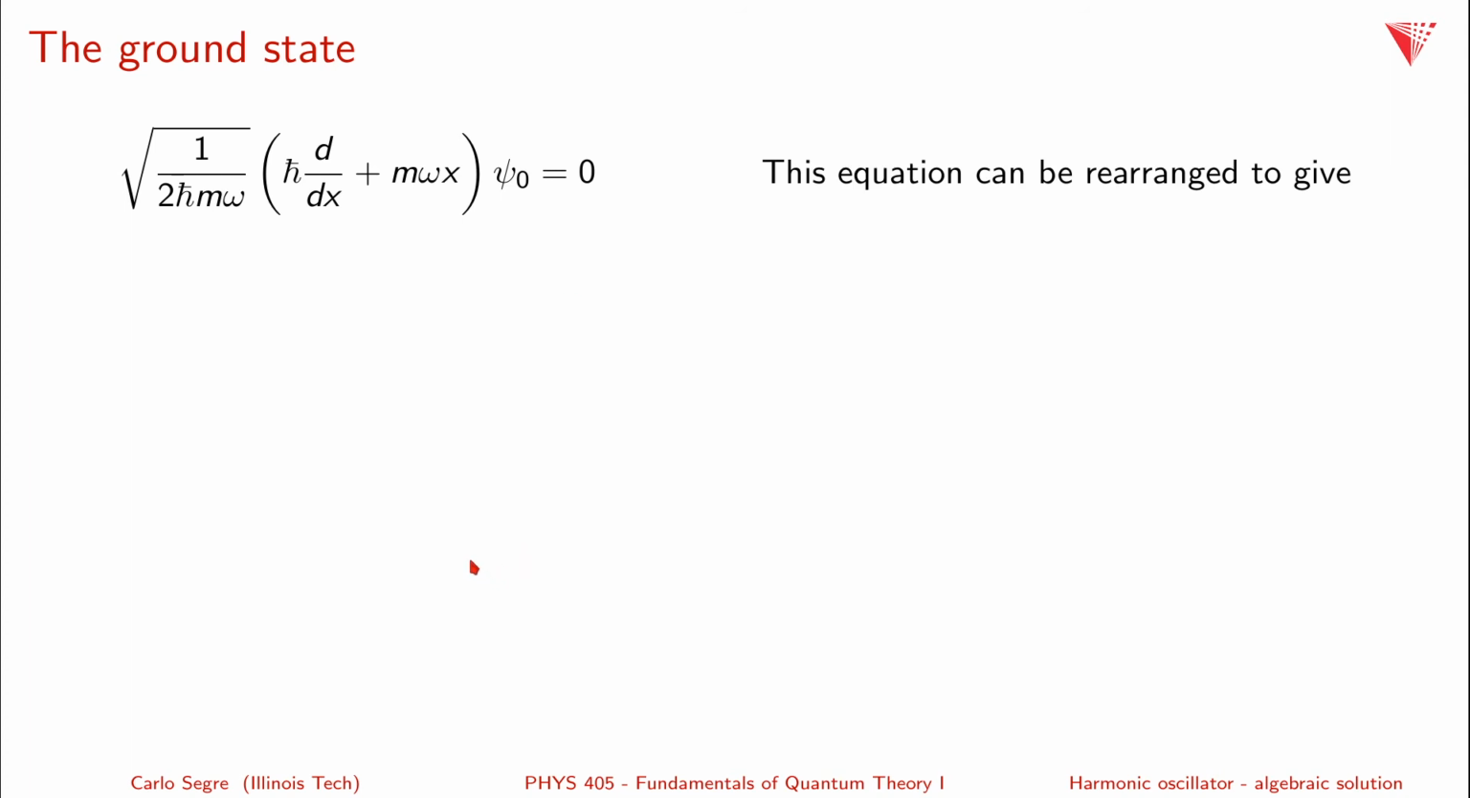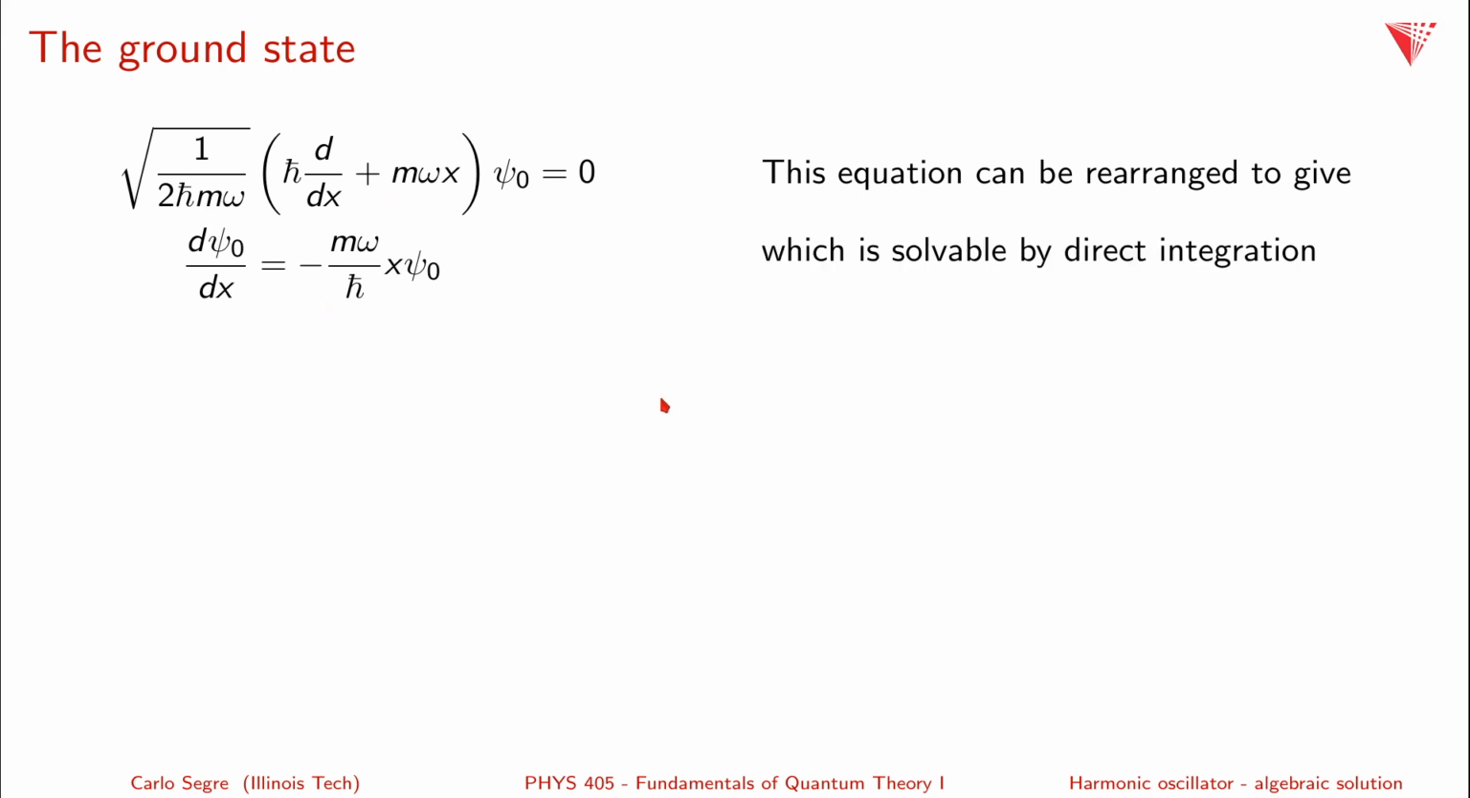So let's rearrange this equation a little bit, and we get the following. d psi 0 dx, that's this term here, is going to be equal to minus m omega over h bar times x times psi 0. Notice that since this is all equal to 0, all I care about is what's inside the parenthesis in psi 0. This can be factored away completely. So I'm just looking at rearranging this portion here.